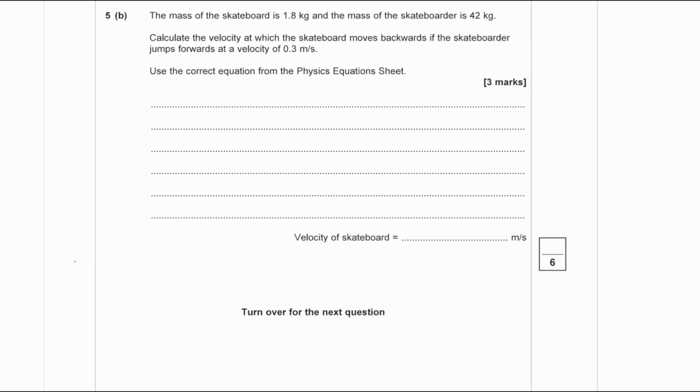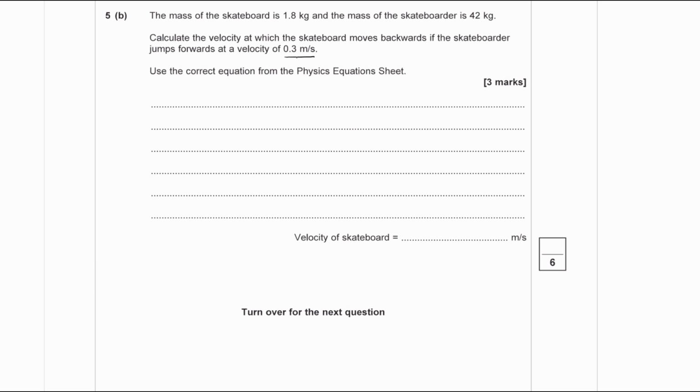So in 5b, we're told the mass of the skateboard is 1.8 kilos and the mass of the skateboarder is 4.2 kilos. And it says calculate the velocity at which the skateboard moves backwards if the skateboarder jumps forwards at a velocity of 0.3 meters per second. It tells us to use the correct equation from the physics equation sheet. As usual, would rather remember it without the sheet.